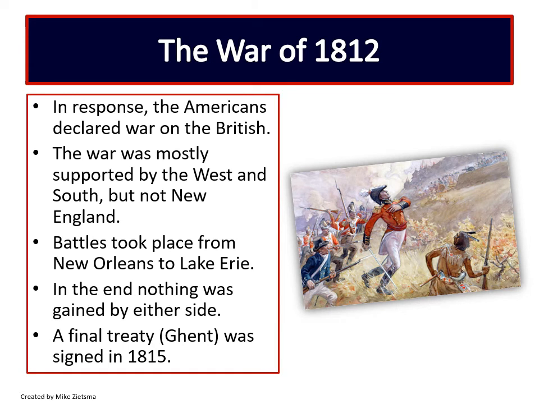The War of 1812. In response to the British blockade of American ports, the Americans declared war on the British. The war was mostly supported by the West and South, but not New England. Battles took place from New Orleans to Lake Erie. In the end, nothing was gained by either side. A final treaty, the Treaty of Ghent, was signed in 1815. Ironically, the Battle of New Orleans took place after the treaty.